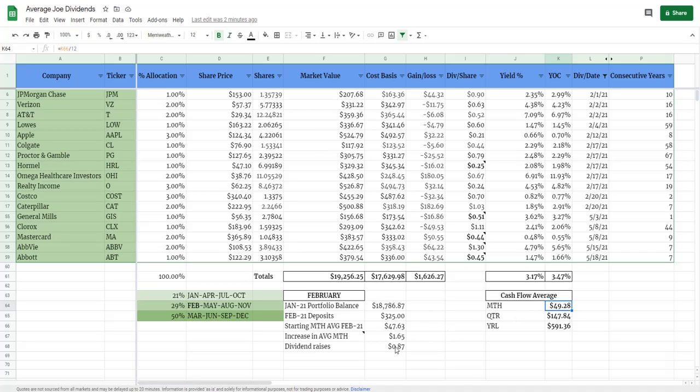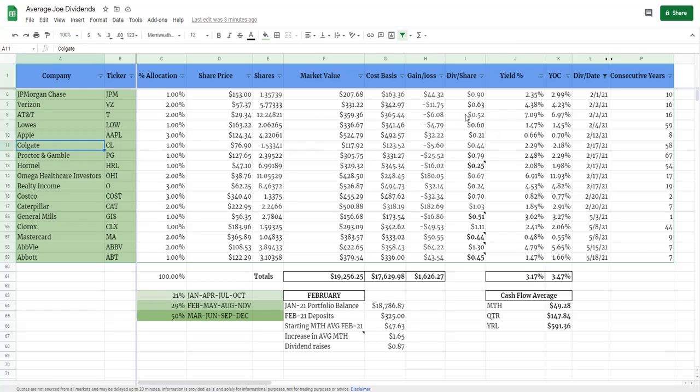And the last thing I'll cover is dividend raises. So the dividends per share are not static. A lot of these companies in my portfolio, actually just about all of them, have raised their dividends every year, except if we have a recession or anything like that. Some of these have, like Lowe's, almost 60 years. Same with Colgate, they just keep raising their dividends.